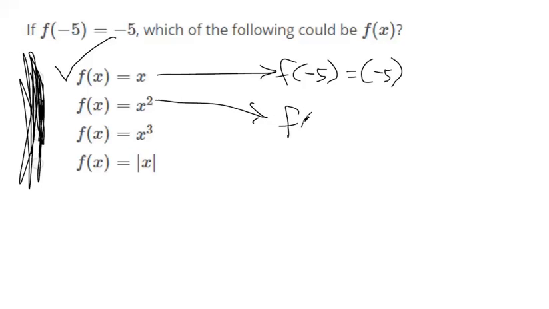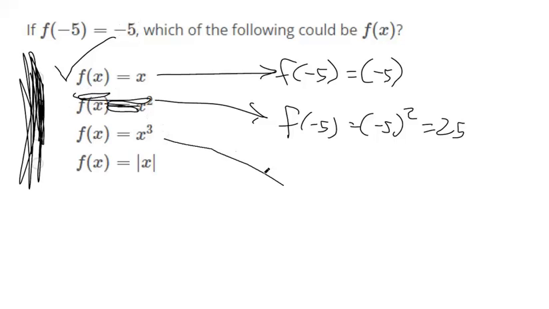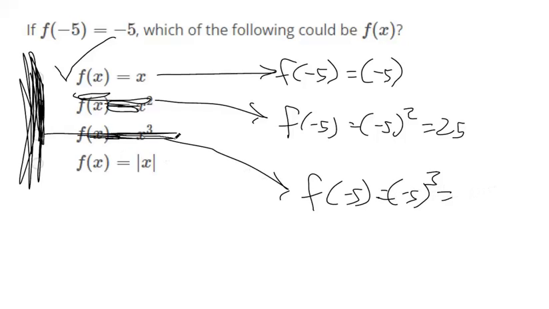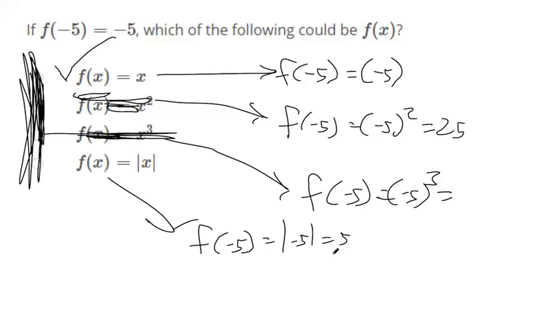If I plug in -5 into this function, -5 gets squared. Uh-oh, that's not possible. -5 gives us 25 for this function, so that's out. And then this one, if I plug in -5, then I'm going to be doing -5 cubed. So that's -125. So that's not going to give us -5. If I plug in -5 into this one, then it's the absolute value of -5, and that gives us +5. We didn't get out -5 as a result, so this also doesn't count.